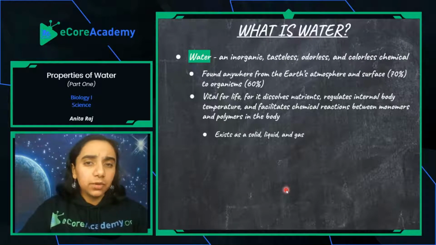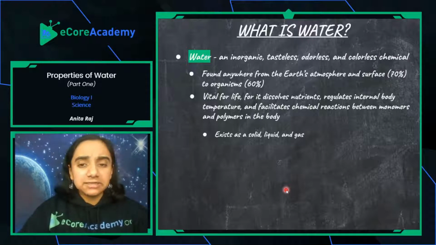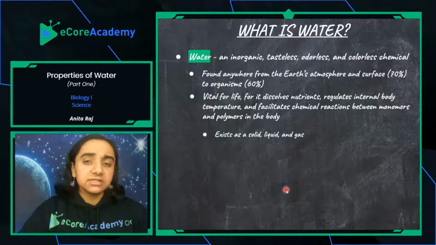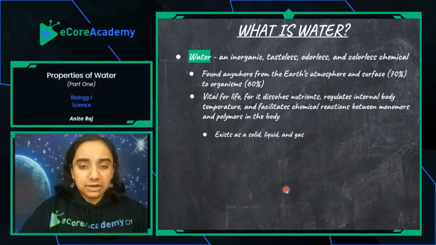So, as you all know, just as a chemical property, water can exist as a solid, liquid, and a gas. Solid, for example, ice; liquid, the water we drink; and then gas, water vapor, steam, etc.